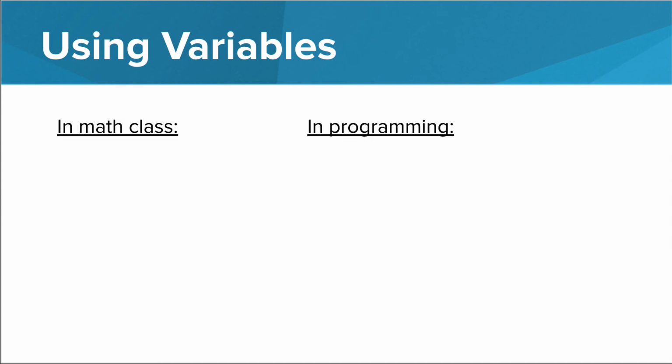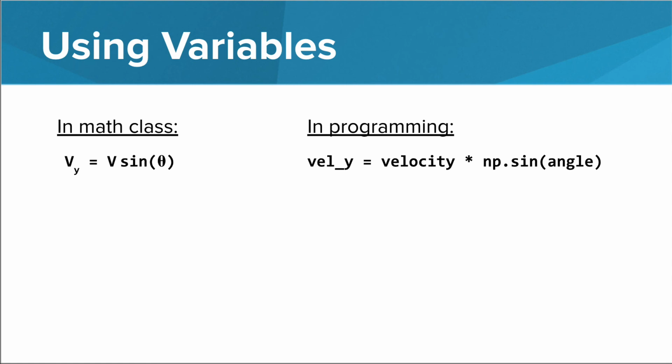the result. And let's be clear, while you will see something like vy equals v sine theta in math class, we're doing the same thing in programming, with velocity y, or vel_y, equals velocity times np.sin(angle). We're just using more descriptive names.